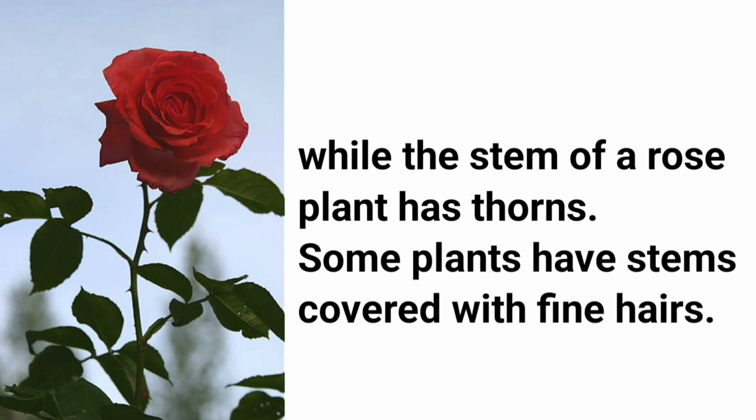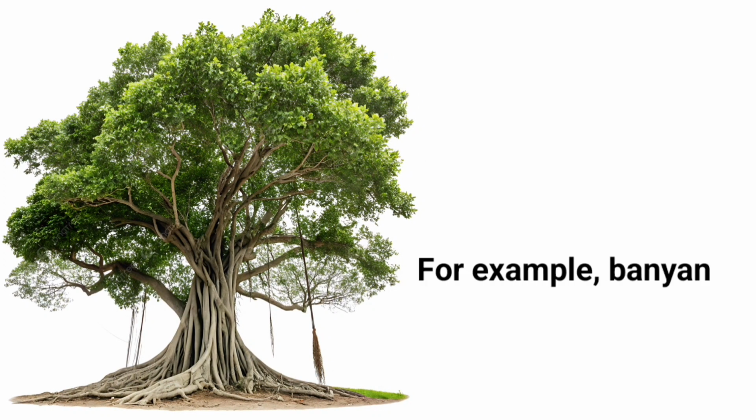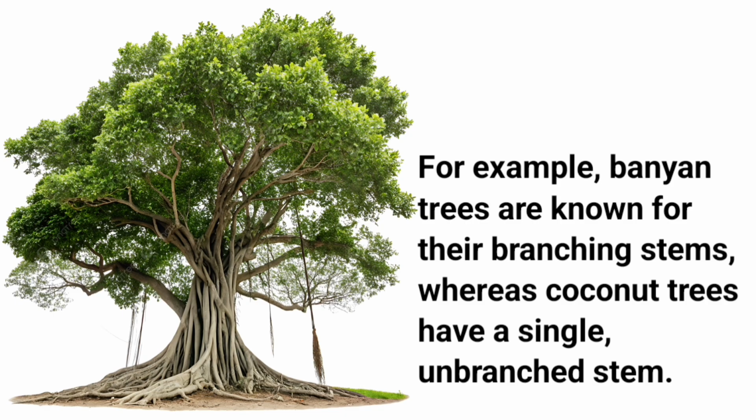Some plants have stems covered with fine hairs. Stems can be different in their branching patterns. For example, banyan trees are known for their branching stems, whereas coconut trees have a single unbranched stem.